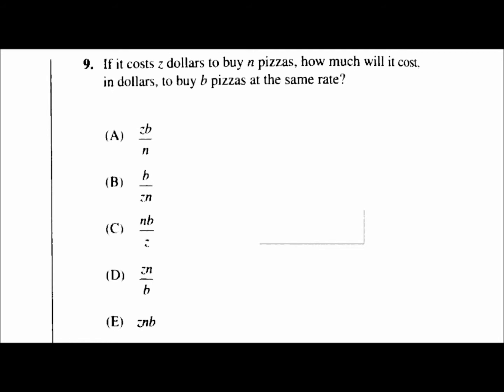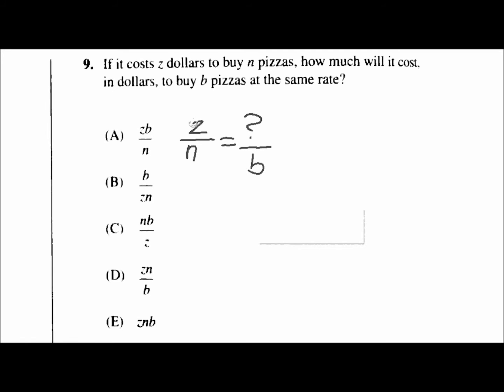So let's put the cost will be our Z, and with Z, we've got N pizzas. And so if we put our cost here, our question is in dollars, it's going to be over here. This is our question mark. And the number of pizzas is B over here.